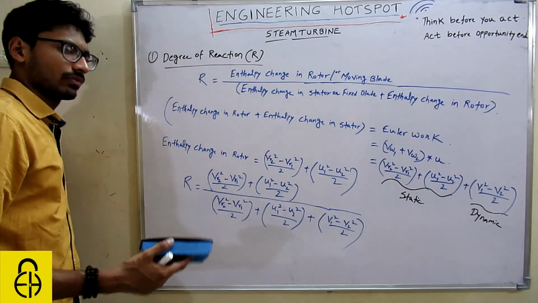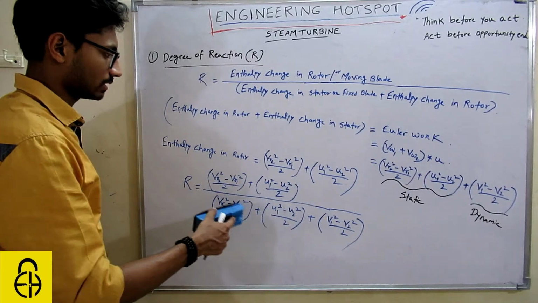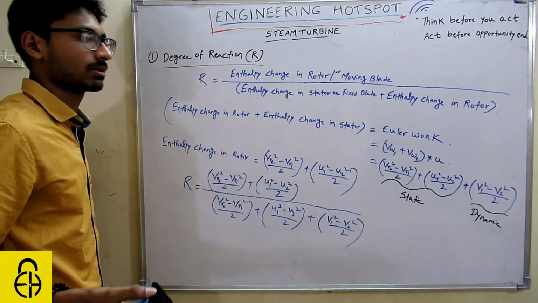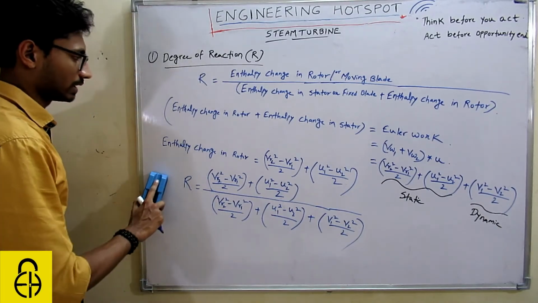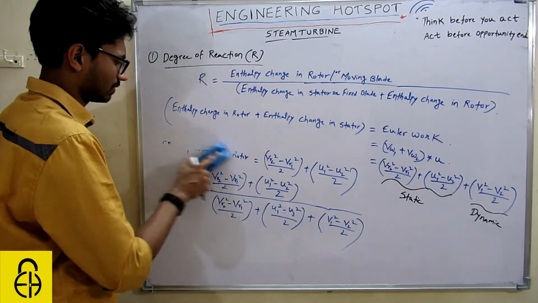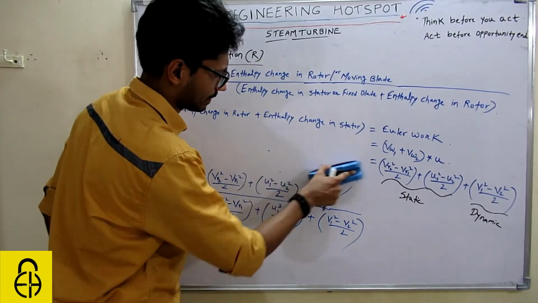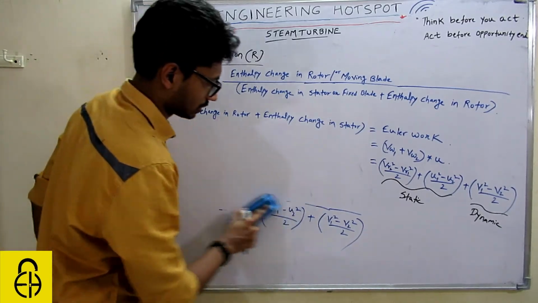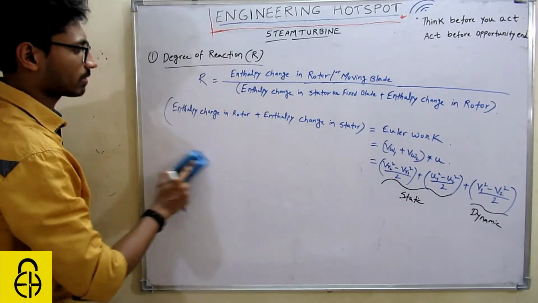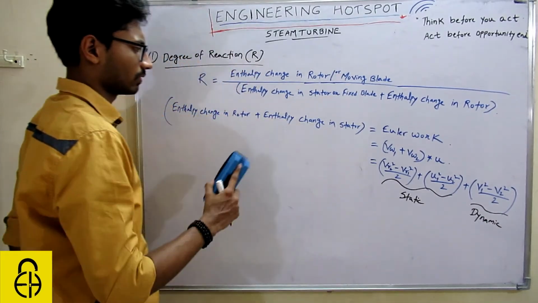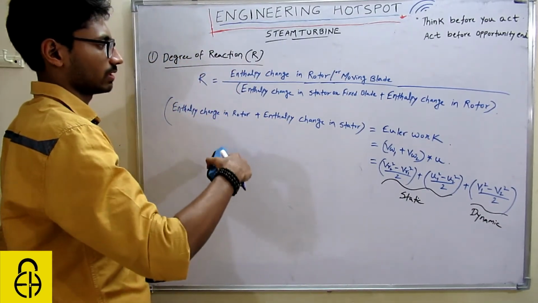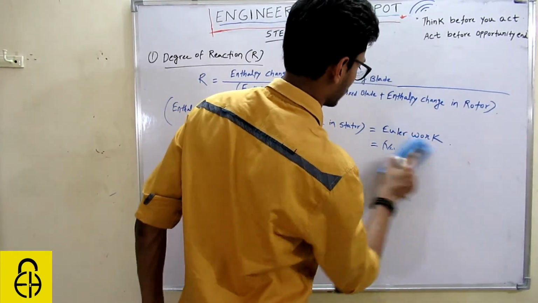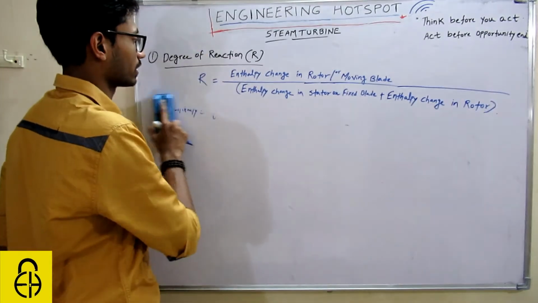If you simplify this for impulse turbine or reaction turbine, you will get a simplified equation, but I urge you not to remember those equations. If you remember this form of degree of reaction, it will be very useful to solve any problem from the basics, because this is the basic formula for degree of reaction.